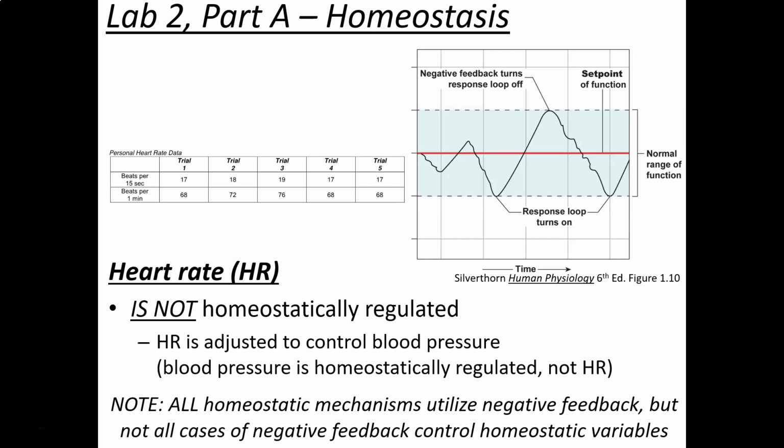So here's a nice note to put in your head. All homeostatic mechanisms utilize negative feedback, right? And that's in bi-directional terms. They have antagonistic control. But not all cases of negative feedback necessarily involve a homeostatically regulated variable.